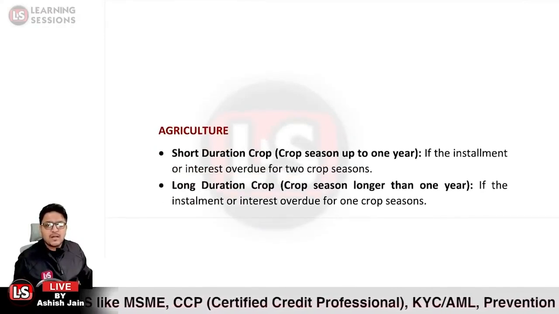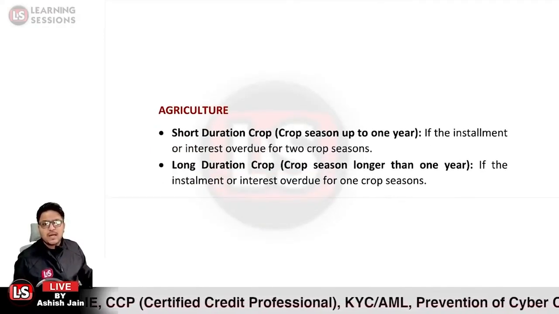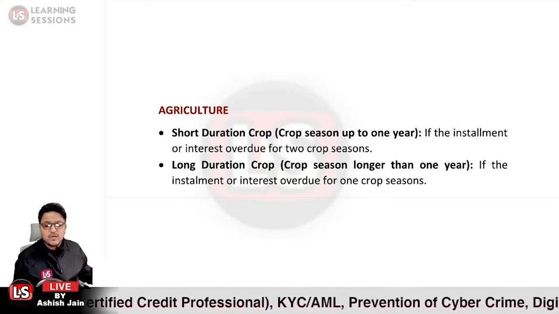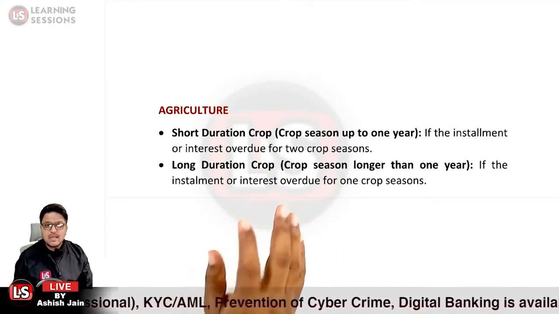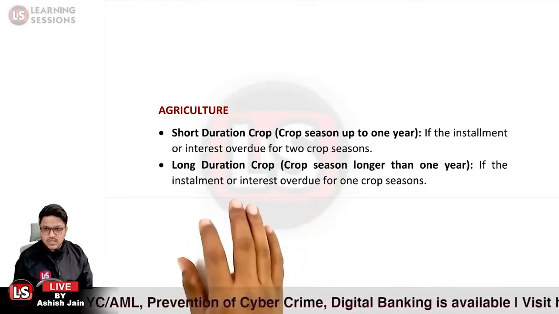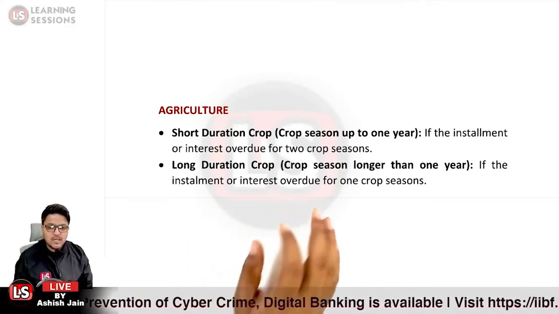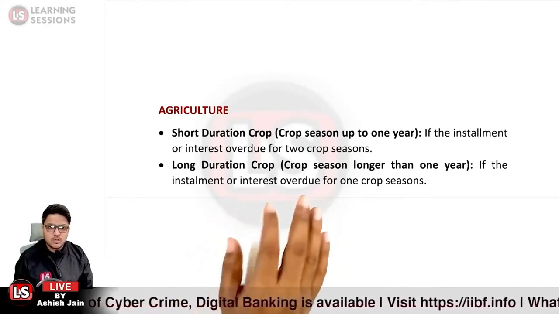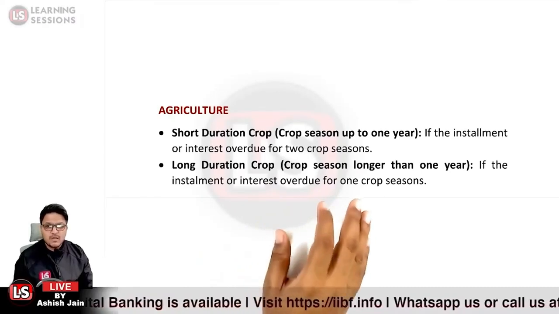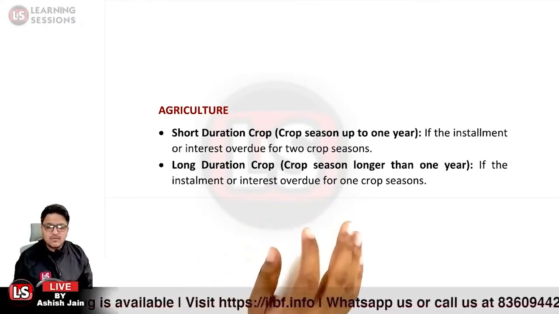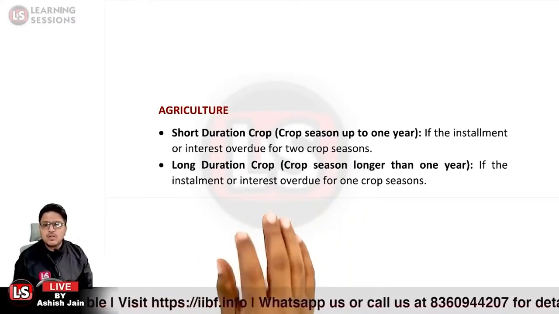Next it is related to agriculture. In case of agriculture, we have two types of crops. One is the short duration crop, where the crop season is up to 1 year. And for the crop where the crop season is longer than 1 year, it is said to be a long duration crop.